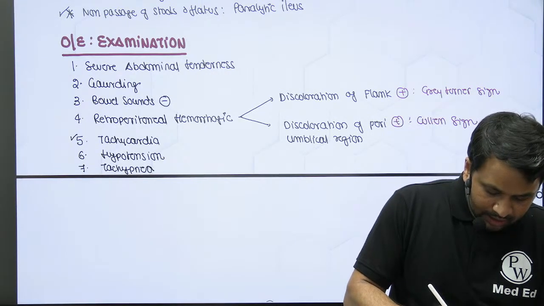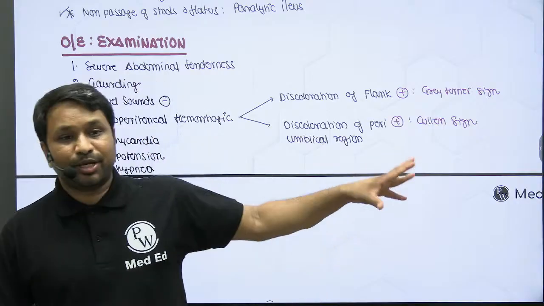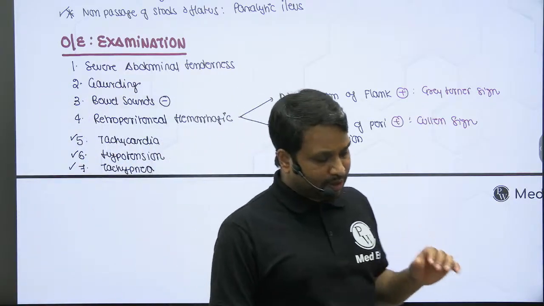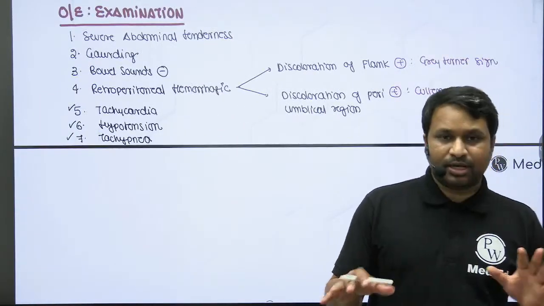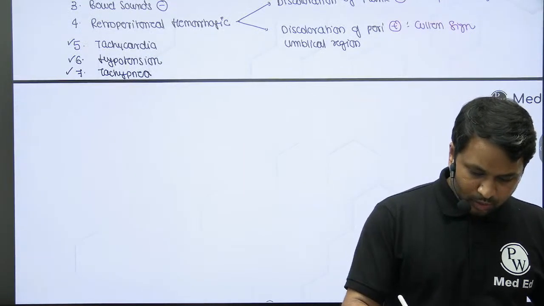So tachycardia, hypotension, and tachypnea indicate there is excessive volume loss, so the patient may be in shock. So these are the examination findings, right? Now when a patient comes to you with acute pancreatitis, what are the investigations that you are going to run for the patient?